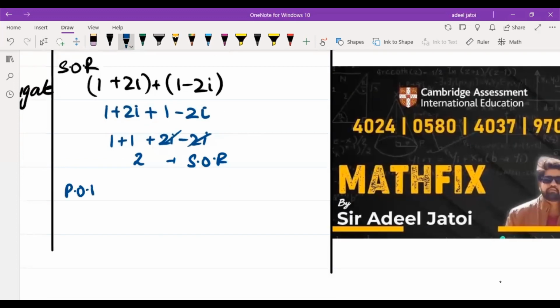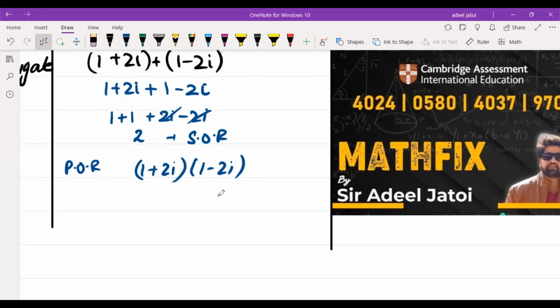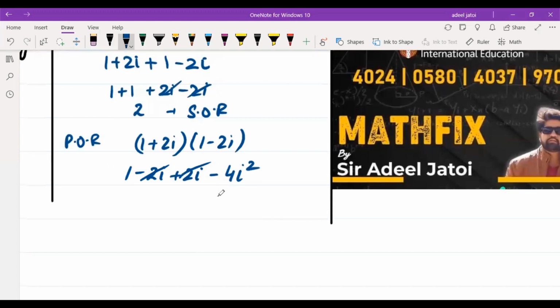If we find out product of roots, that will be 1 plus 2 iota and 1 minus 2 iota multiplied. And when we multiply this, 1 should be multiplied with 1, 1 should be multiplied with minus 2 iota, 2 iota should be multiplied with 1, and 2 iota should be multiplied with minus 2 iota. So 1 into 1 is 1, minus 2 iota, plus 2 iota, and 2 into 2 is minus 4 iota square. Minus 2 iota plus 2 iota is cancelled. We are left with 1 minus 4 iota square.